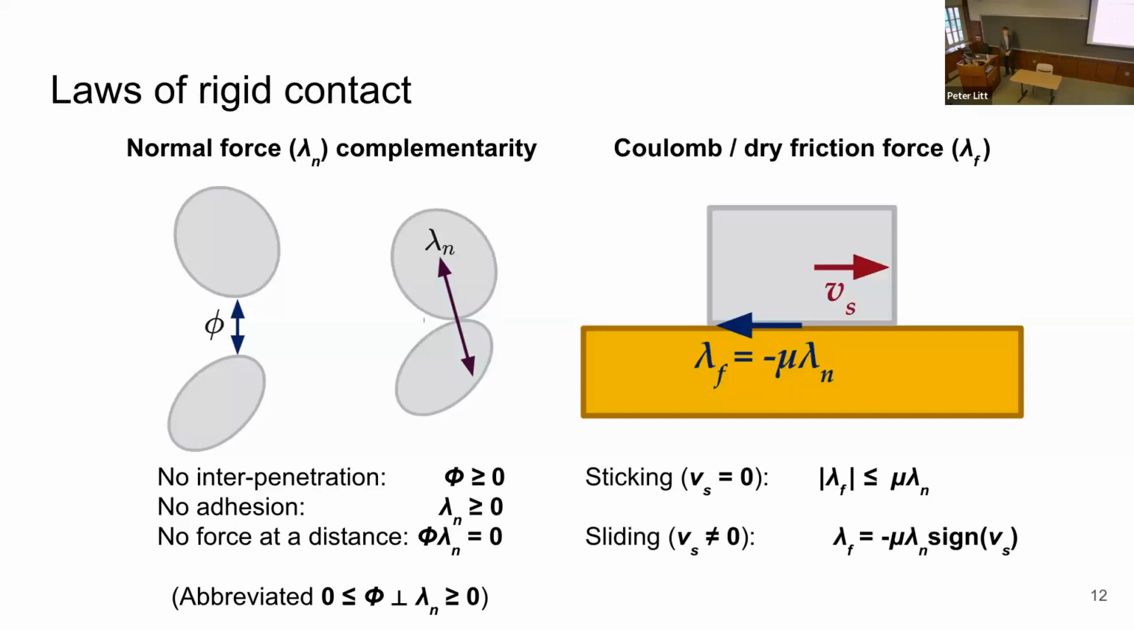It's called a Coulomb or dry friction model. And this model says that the friction force is no larger than some coefficient of friction mu times the normal force. And if the objects are sliding against each other, then this friction force will oppose that sliding motion as much as possible, pointing in the exact opposite direction.